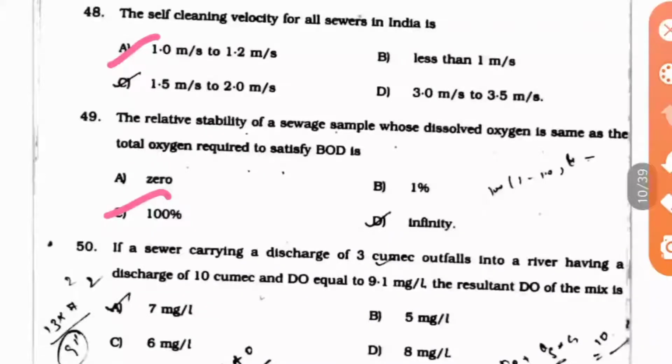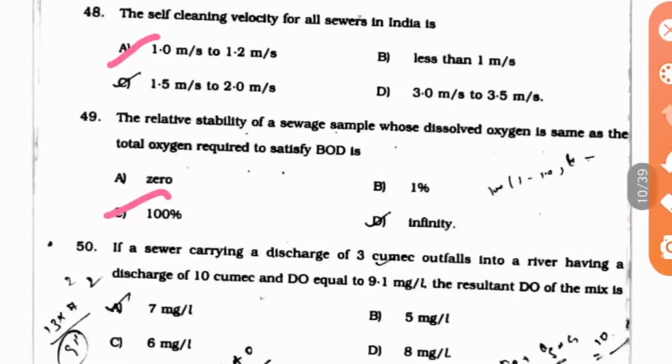Question number 50. If a sewer carrying a discharge of 3 cubic meters outfalls into a river having a discharge of 10 cubic meters and DO equal to 9.1, then the resultant of the mix is what? To find the resultant of the mix, we should have the Q value and the DO for both the river and the sewage. But here for sewage they have not given DO, and we know that the DO of sewage is very minimal, or mostly it will be 0 only.